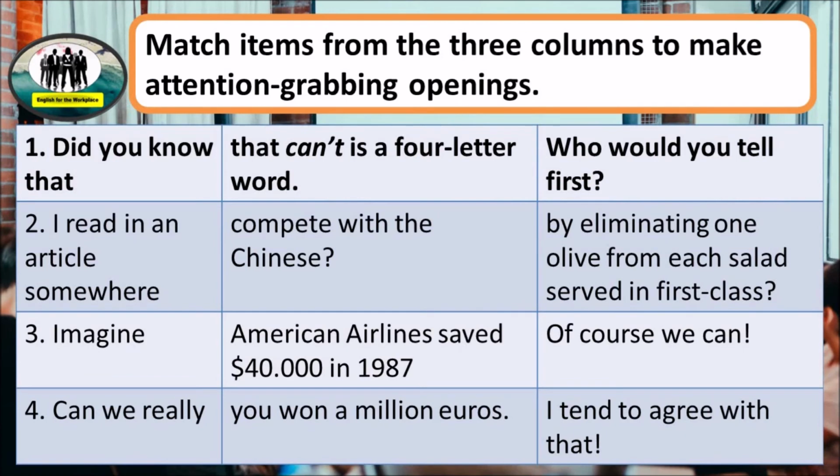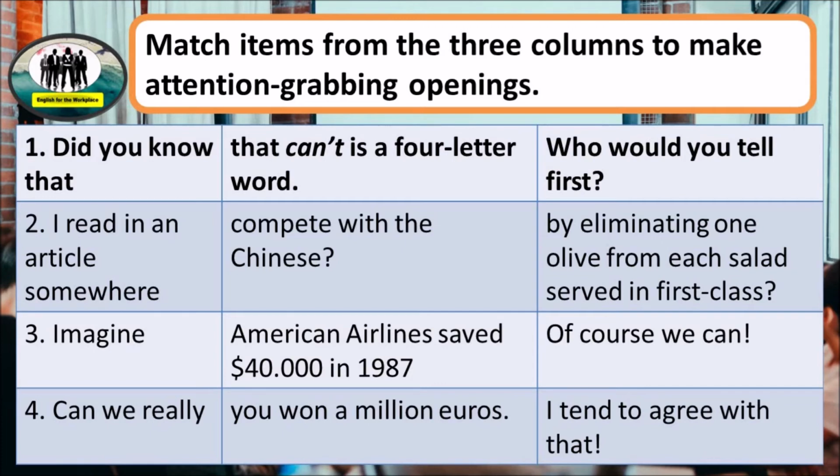Here we have how many columns? We have 3 columns. I need you to match, okay, to create 4 different sentences that make 4 different openings for your presentation to grab your audience's attention. Every sentence should contain 3 parts, a part from every column. Pause the video for a few minutes to answer, then come back to me to check your answers.